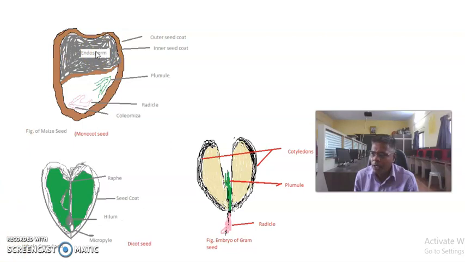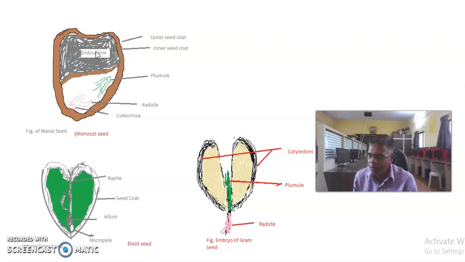A well-developed endosperm provides food reserves to the germinating embryo and also regulates the water balance of the embryo during the germination stage. By the presence of endosperm, seeds may be classified as endospermic seed, that is the cereal crop seed, such as castor, maize.